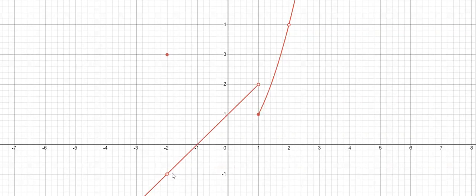Again, we don't care what happens at that point. We're just looking at what happens as we get closer and closer. If you notice the value of this function, we have an open dot here and a solid dot up here. The value of the function when x is -2 happens to be 3. So the value of the function is 3, but we don't care with the limit. When we're talking about limits, we don't care about the function at that point. We only care what's happening as it gets closer and closer.